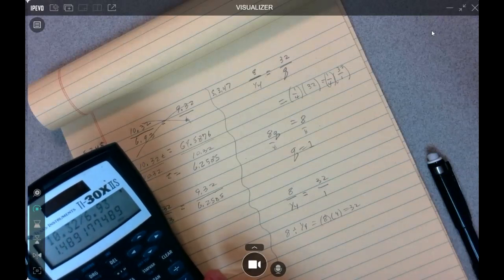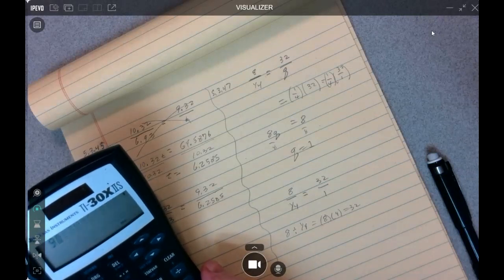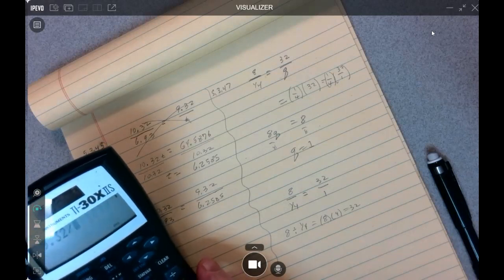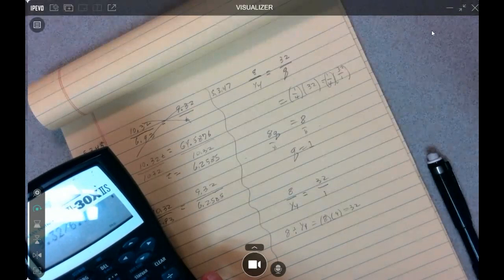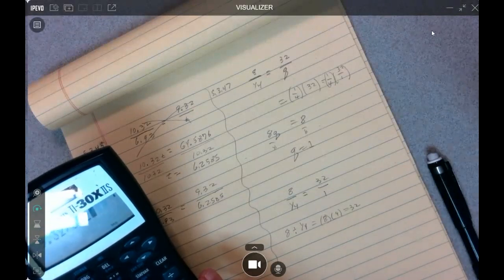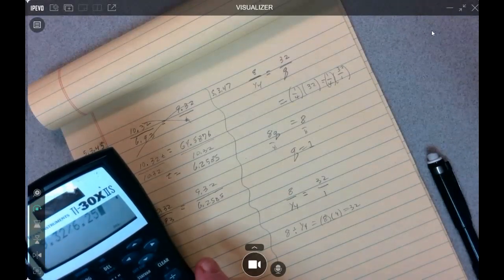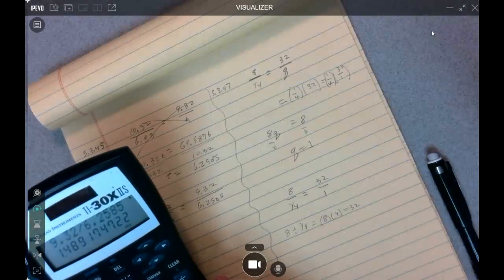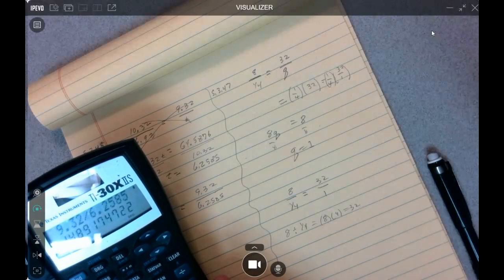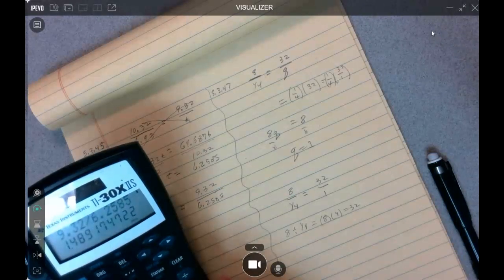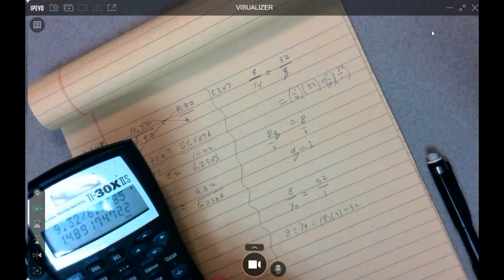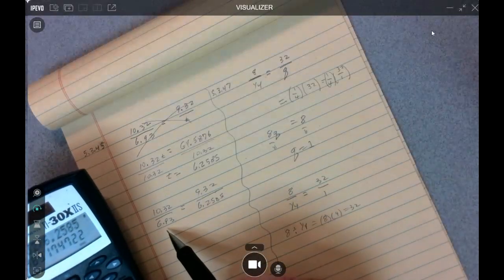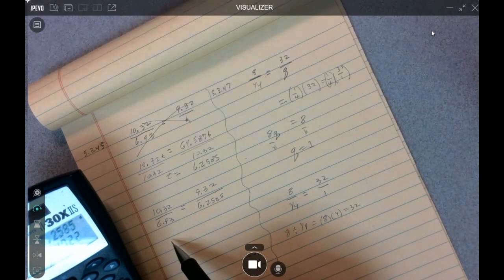Let's see what we get on the other side. We're going to have 9.32 divided by 6.2585, and that equals, does that look like the same number we had? 1.489174722. I'm pretty sure it is. So how would you check it out otherwise? Well, you could cross multiply again to see if it checks out.